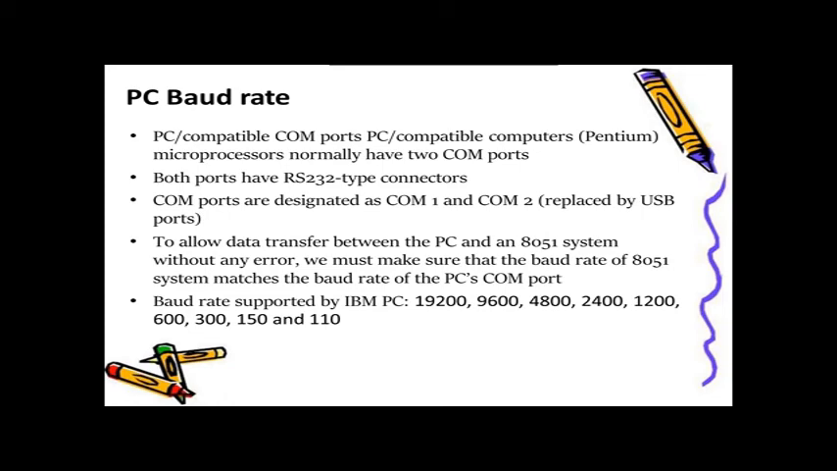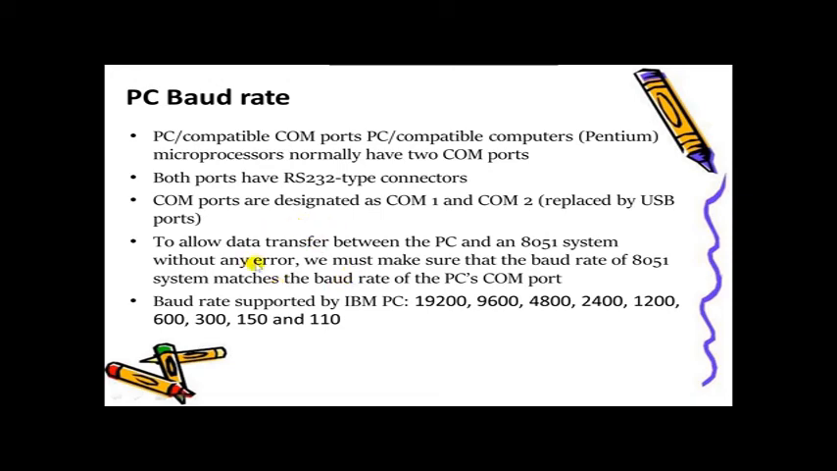PC baud rate. PC compatible computers, that is Pentium microprocessor based, normally have two COM ports. Both ports have RS232 type connectors. The COM ports are designated as COM1 and COM2, and are replaceable by USB ports, to allow the data transfer between the PC and an 8051 system without any error. We must make sure that the baud rate of the 8051 system matches the baud rate of the PC. This is a very important point.